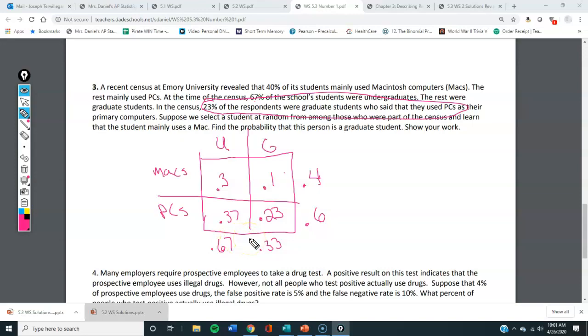Now our job's a lot easier. What's the probability? You know they use a Mac. It's return of the Mac.